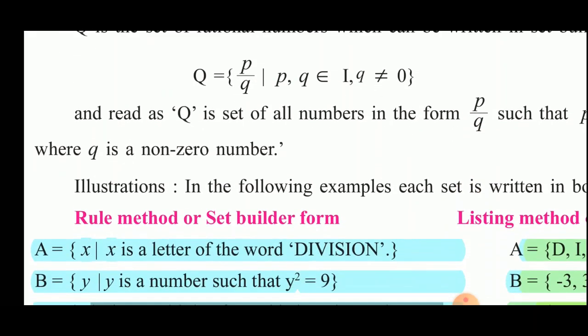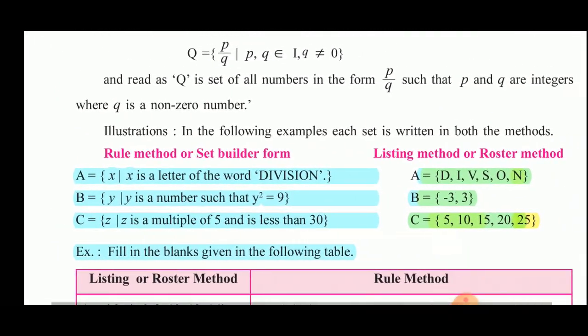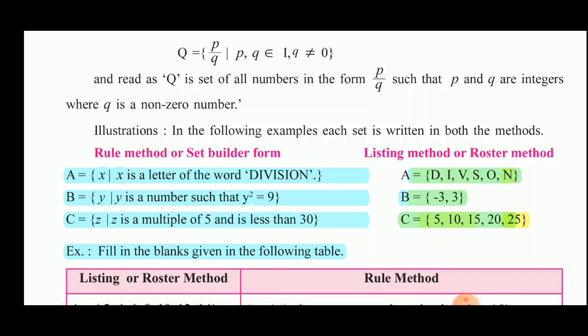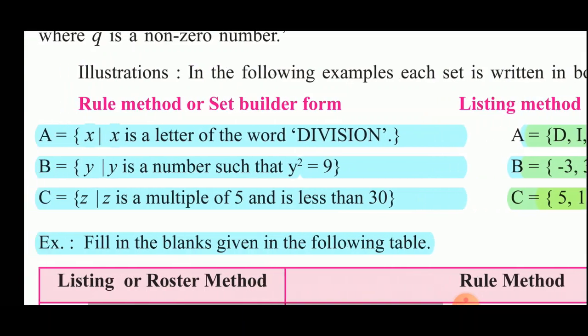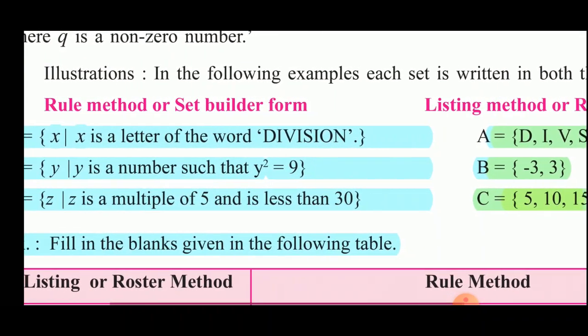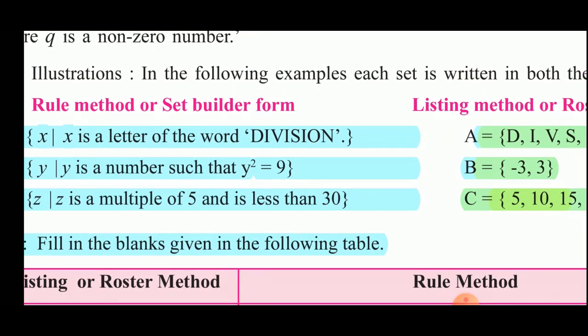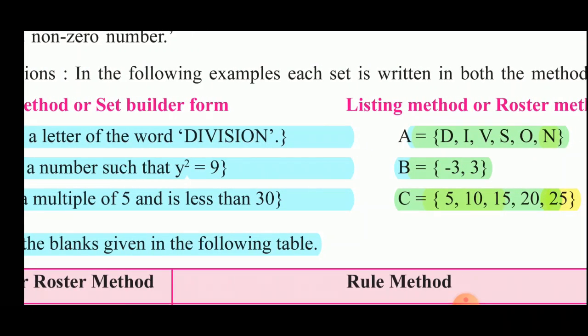Now let us compare these examples here. Some examples are written by both methods. Consider the first example now. A is the set of all X such that X is a letter of the word division. Now in division you can see D, I, V, I, S, I, O, N, and I and O are repeated. So by the listing method, only the remaining letters will come: D, I, V, S, O, N.